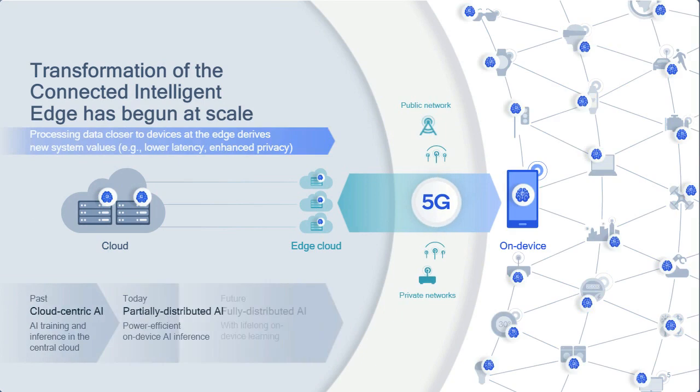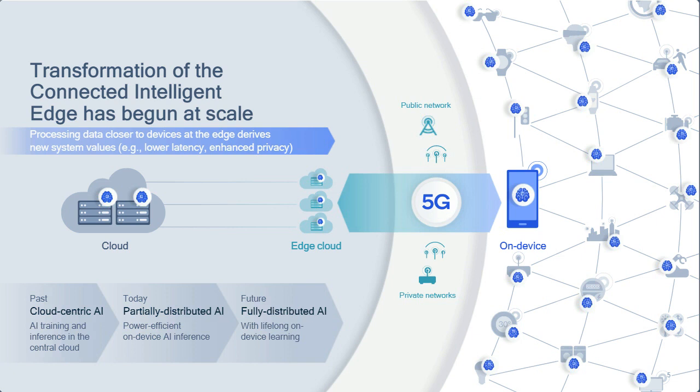Now, going further, we're still going through this transformation of what we consider a connected intelligent edge. Processing data closer to the edge, of course, drives new system values because we have more functionality across the cloud, the edge, and the device. Or I should say, the edge to edge cloud.